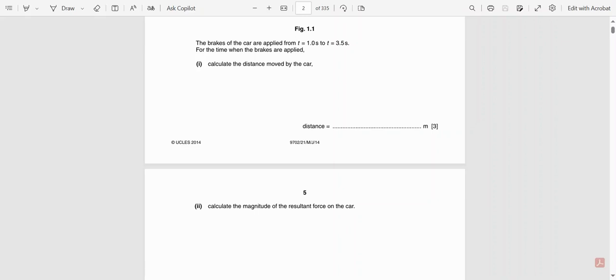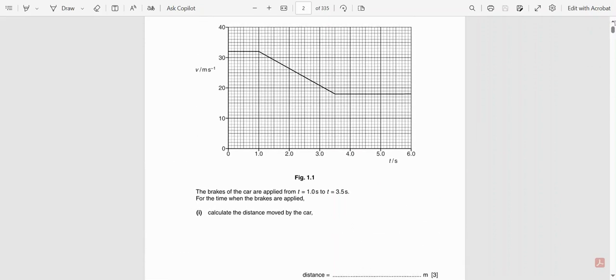Good evening, students. Today I am going to discuss one question in AS level physics. This is actually a past paper question. Shall we solve this question?